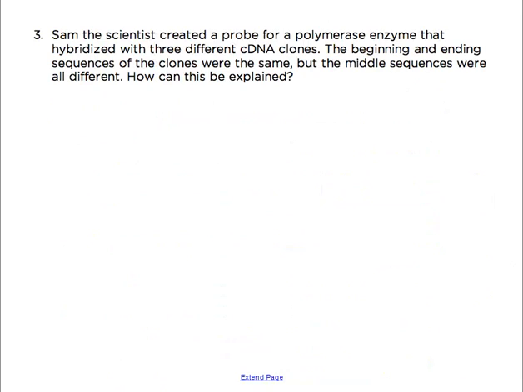Problem 3. Sam the scientist created a probe for a polymerase enzyme that hybridized with 3 different cDNA clones. The beginning and ending sequences of the clones were the same, but the middle sequences were all different. How can this be explained? Well, remember that cDNA libraries, or cDNA clones, are made from mRNA that's taken from the cytoplasm of eukaryotic cells.